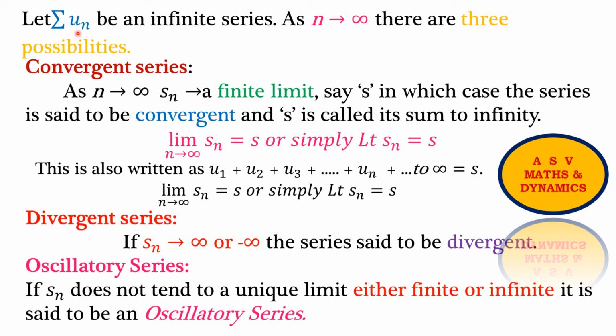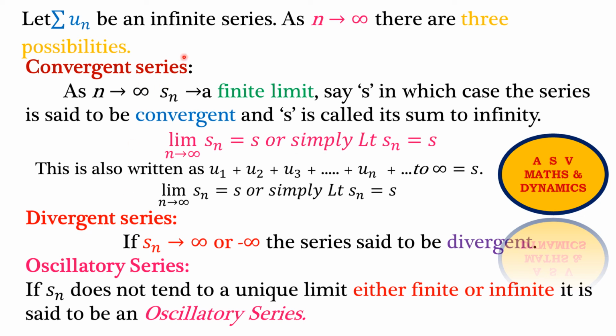So for the infinite series Σun, when n tends to infinity, we can get three possibilities. What are the possibilities? One is a convergent series, another one a divergent series, another one an oscillatory series. So what is a convergent series? When n tends to infinity but Sn tends to only a particular finite limit, listen, then we call it a convergent series. For the convergent series, you write it as the limit as n tends to infinity, Sn equals S, a particular limit. This is the convergent series.